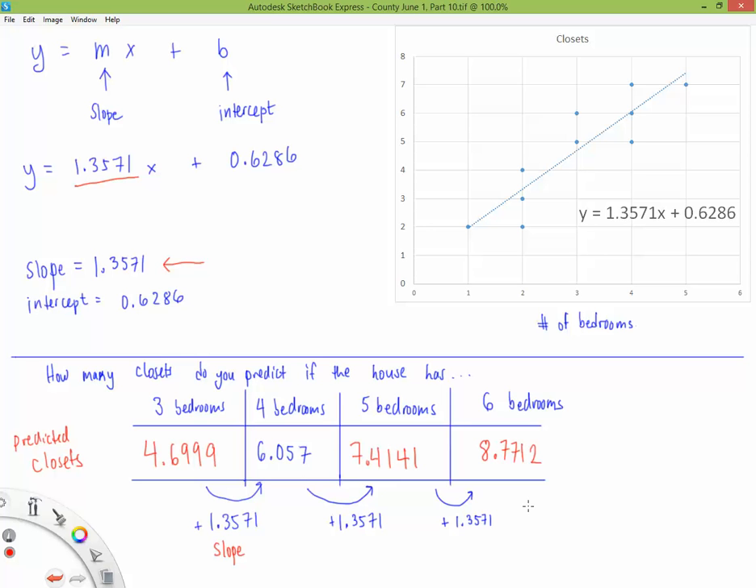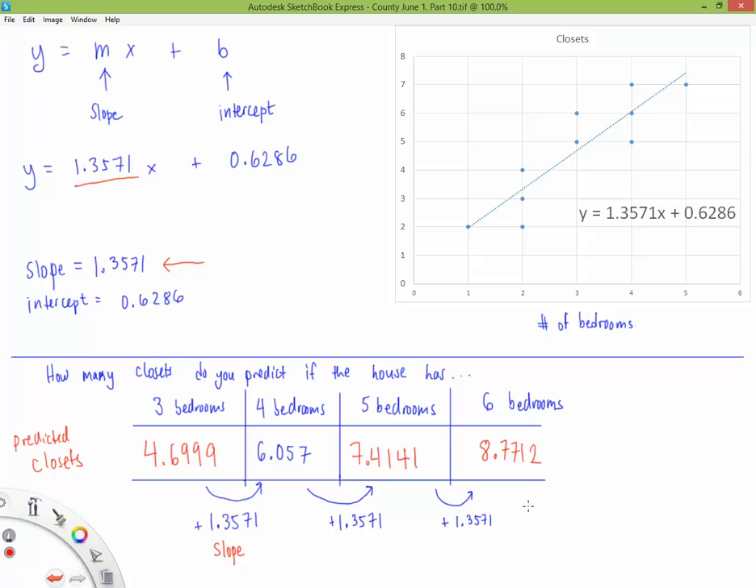So what is our prediction? Is our prediction of the slope? No. So listen. Okay, let me explain this. We are going from 3 bedrooms to 4 bedrooms to 5 bedrooms to 6 bedrooms. Each time we are adding 1 bedroom, what happens to our prediction? Our prediction goes up by 1.3571 every time I add 1 bedroom.